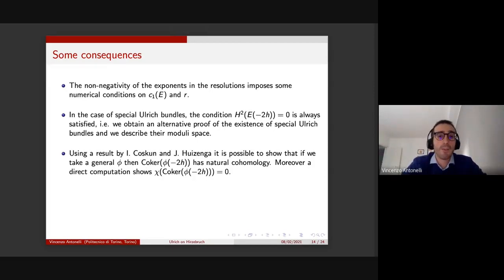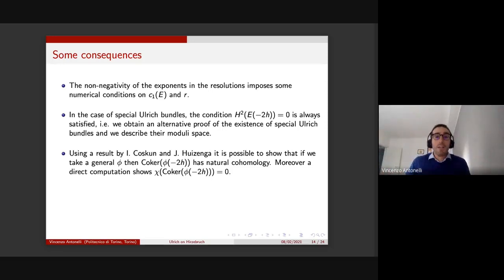Moreover, now the obvious question is, can we say something in the other cases? So when the rank is greater than 2 or when the C1 is different from the special one? And actually, using a result by Koskun and Wizenga, it's possible to show that if you take a general map phi, then the vanishing H2 of E minus 2H holds, you obtain this vanishing because you obtain that the co-kernel of this map has natural cohomology.